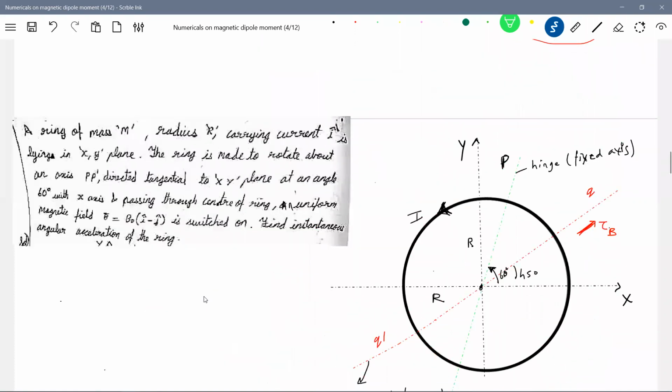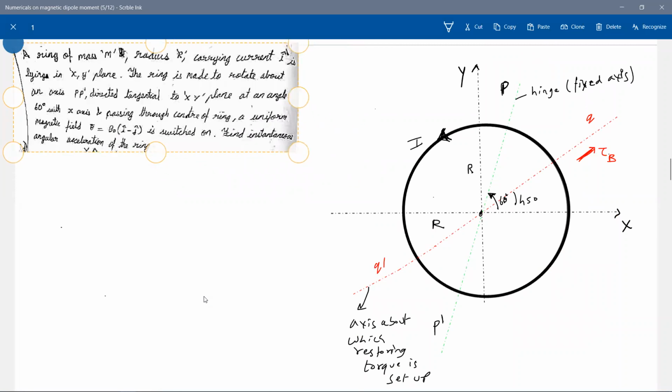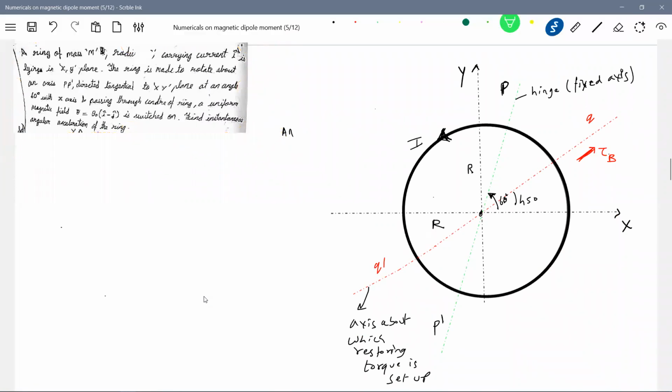This we have completed. There's one more very good problem. I'll read it. A ring of mass m, radius r, carrying current I, is lying in the XY plane.